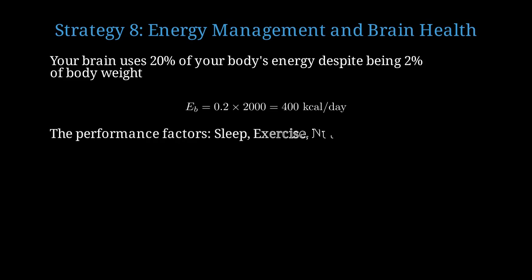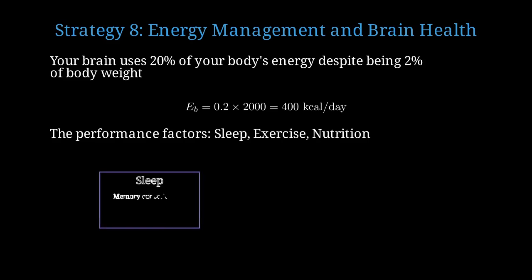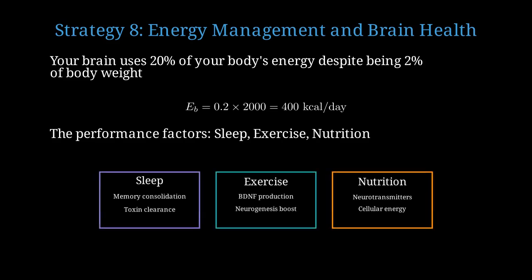3 factors dramatically affect brain performance: quality sleep, regular exercise, and proper nutrition. Sleep enables memory consolidation and toxin clearance. Exercise produces BDNF and stimulates neurogenesis. Nutrition provides neurotransmitter precursors and cellular energy.